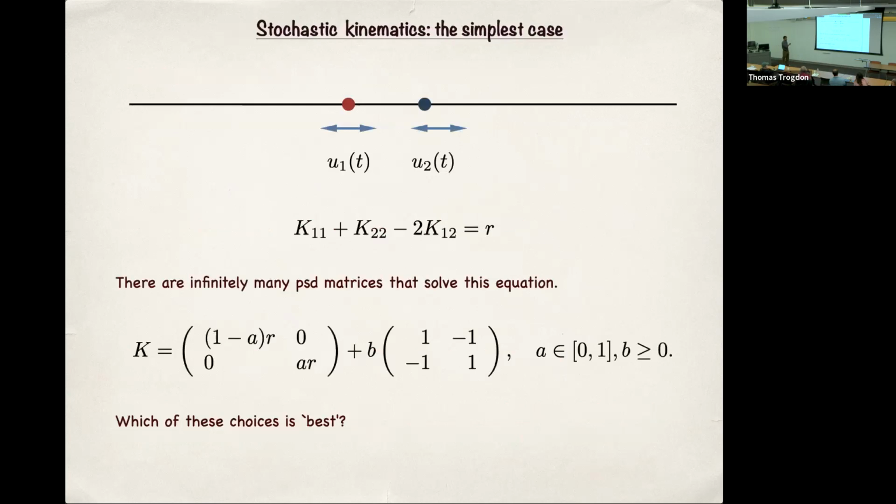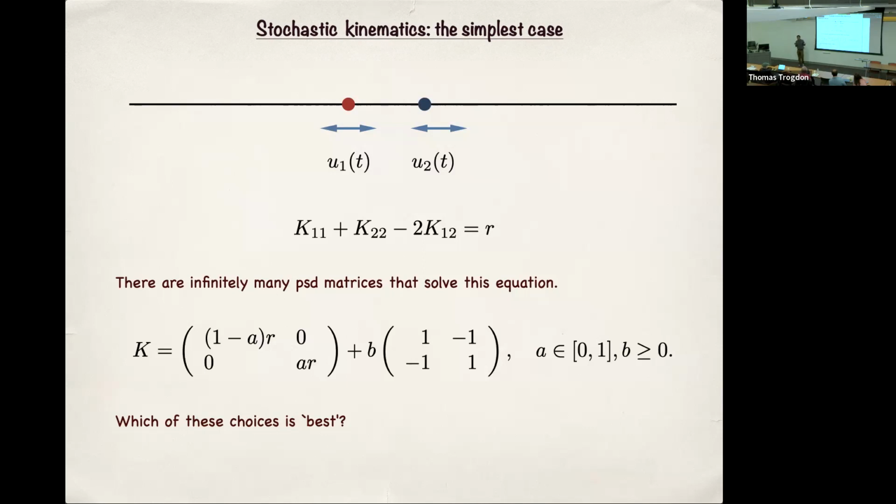So, here's what it looks like in the simplest model. In the simplest model, I'm trying to put my 2 points into the line. And so, I've got a residual over there. You see that you've got one equation with 3 unknowns. It's got many choices. There are infinitely many PSD matrices that solve this equation. So the question really is, which of these is the best choice?